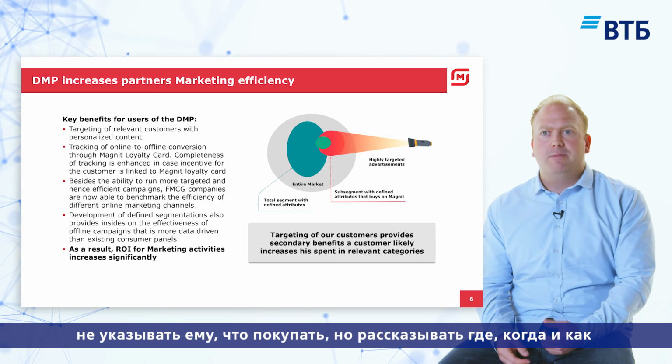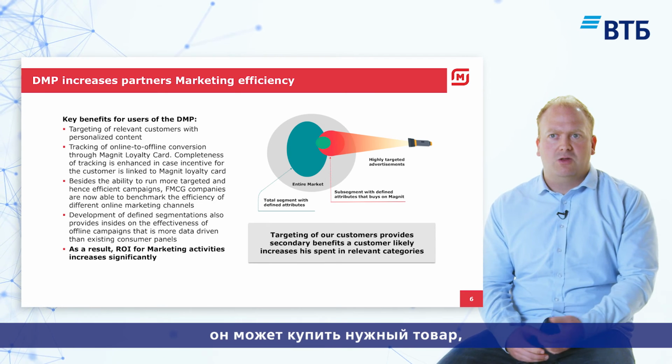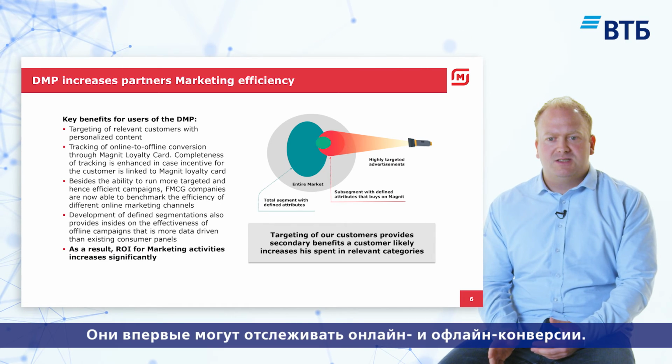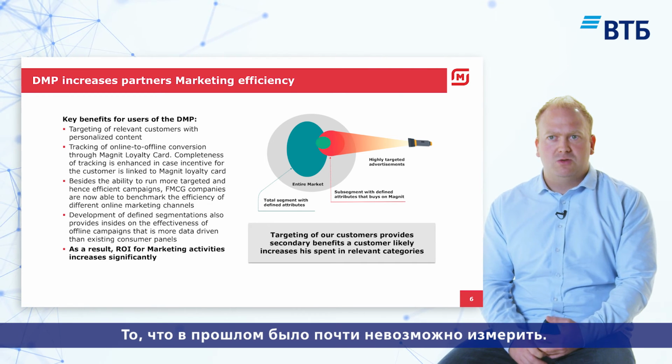And that gives you the opportunity to target this person very specifically, not just tell him what to buy, but also where he can buy it, when it is on offer, as you now can connect all those data points. As a result, our partners are able to target their customers with much better personalized content. They're able, for the first time, to track the online to offline conversion, something that in the past was almost impossible to measure. While you tried to understand how efficient your online marketing works, you had very little insight on how this actually led to conversion.